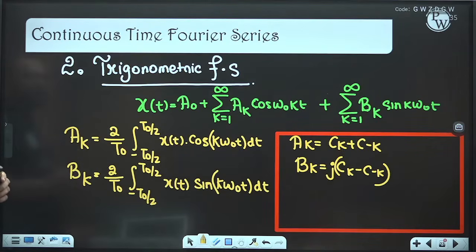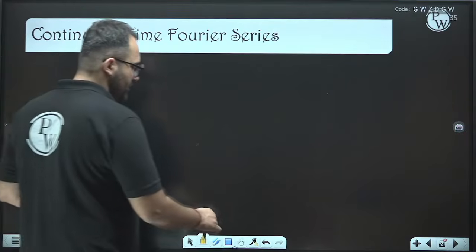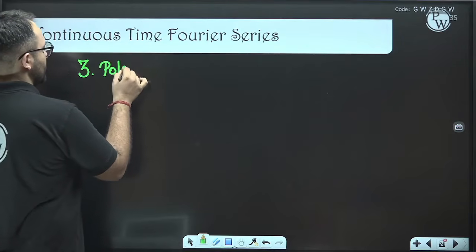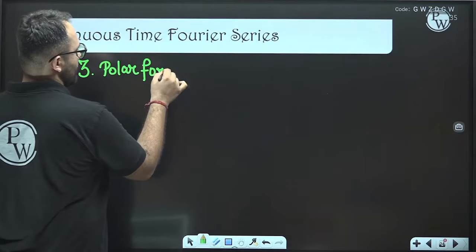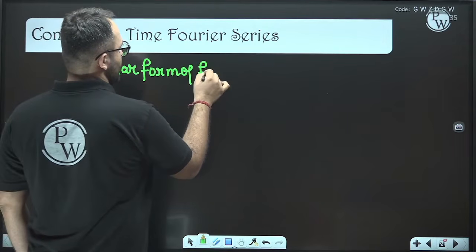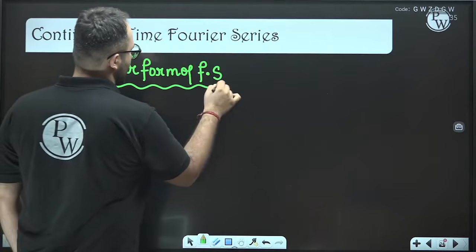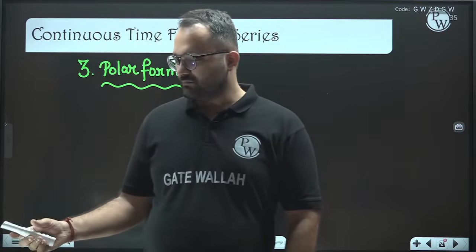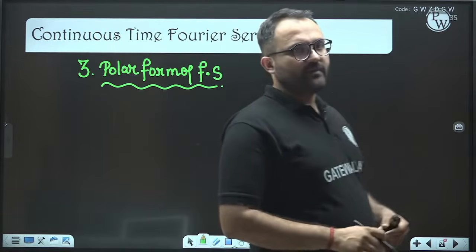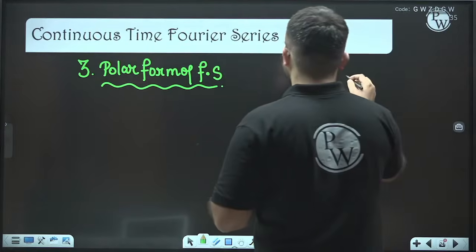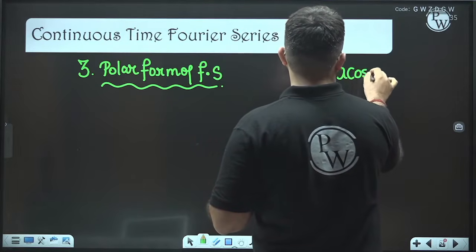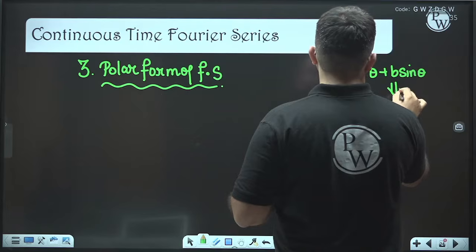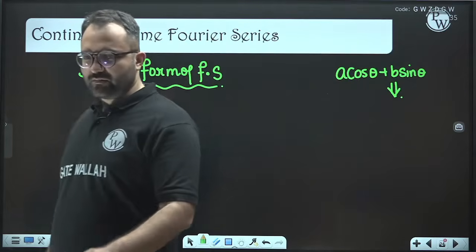Now third is the polar form of Fourier series. After trigonometric, third is the polar form of Fourier series. Now what is the polar form of Fourier series? We all know how to handle a cos theta plus b sin theta. How do we write this a cos theta plus b sin theta?